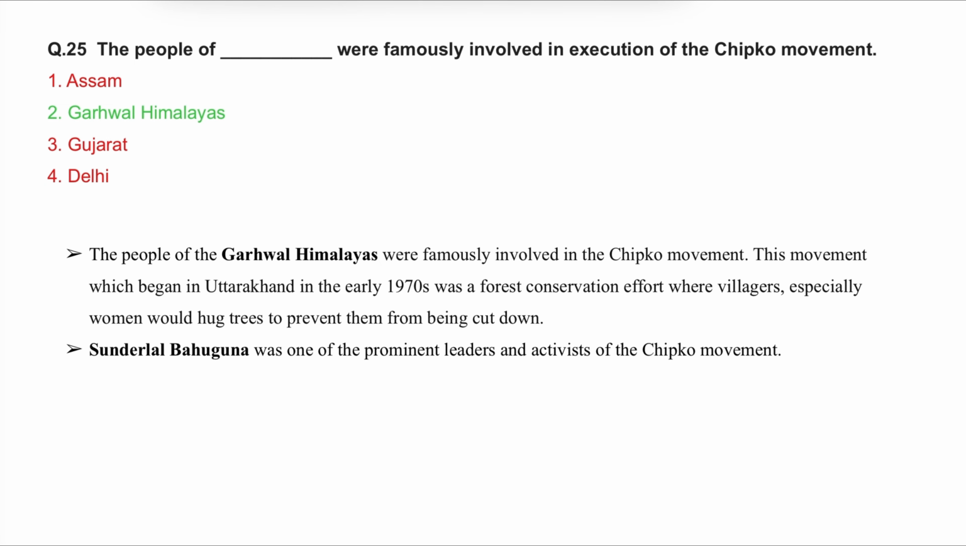Question number 25. The people of which region were famously involved in execution of the Chipko movement? Correct answer is 2, Garhwal Himalayas. The people of Garhwal Himalayas were famously involved in the Chipko movement, which began in Uttarakhand in the 1970s, was a forest conservation effort where villagers, especially the women, would hug trees to prevent them from being cut down. And Sundarlal Bahuguna was one of the prominent leaders and activists of the Chipko movement.